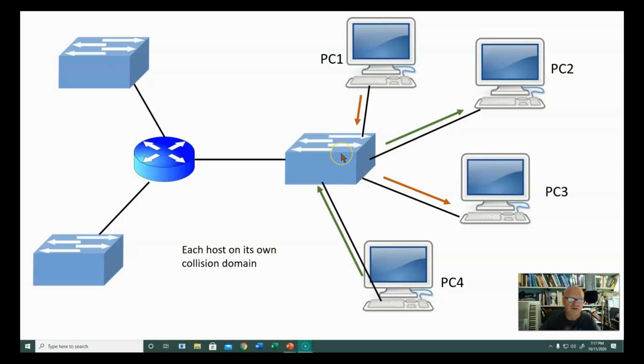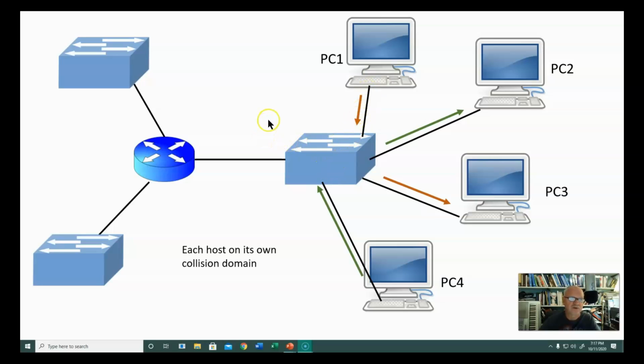So how many collision domains do we have here? Well, I've got one here for PC1, another one for PC2, a third one for PC3, a fourth one for PC4, and don't forget this one over here between the switch and the router is also another line coming off of the switch, so that would be 5. I've got 5 collision domains on this switch right now. So the second thing that switches do is to create separate single unit collision domains.